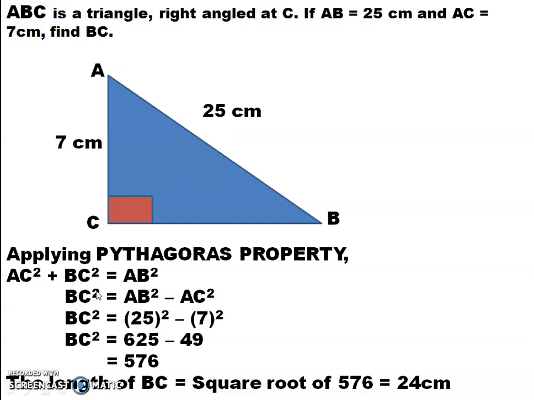Applying Pythagoras property, we have AC square plus BC square is equal to AB square. Students, it is not necessary to write it in this order in each question. It depends on the figure which you draw. Here I have C, so AC square plus BC square is equal to AB square.